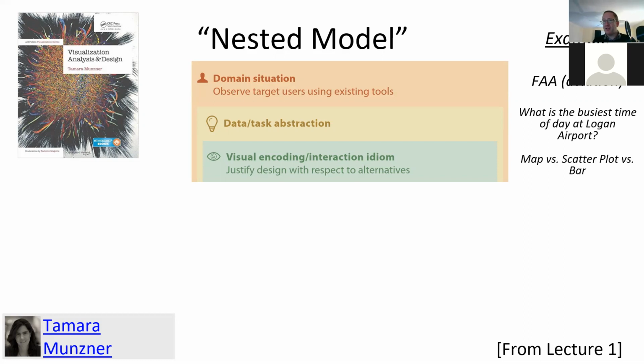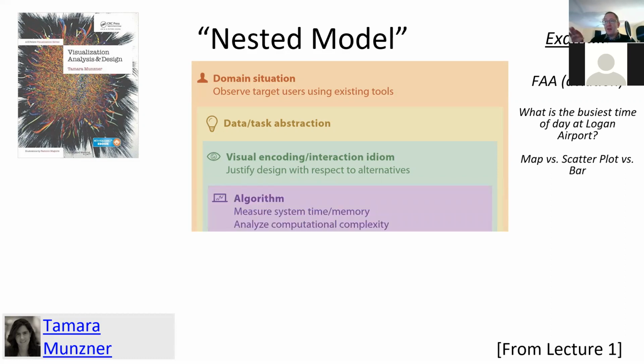So do you use a map? Do you use a scatter plot? Why? Justify each step. Then we do our algorithms. We do our code that actually is going to do something. We figure out if this approach that we're doing is more efficient.